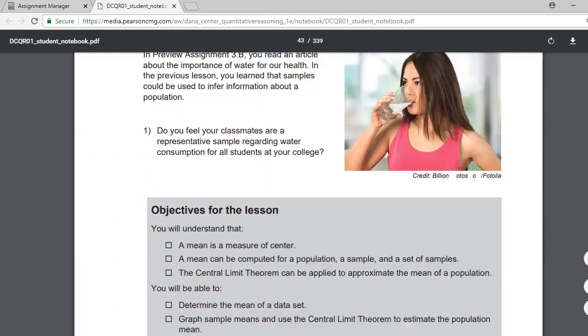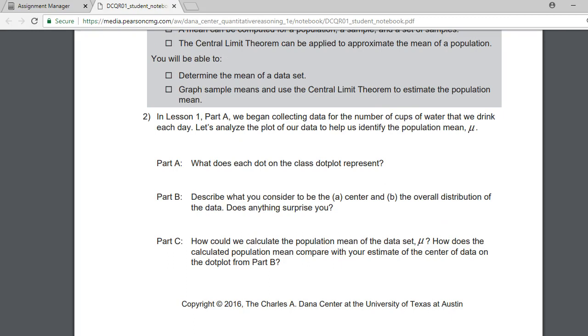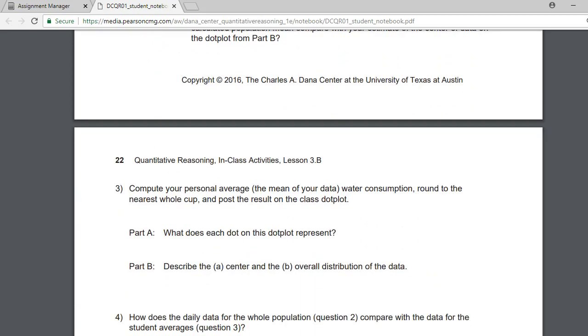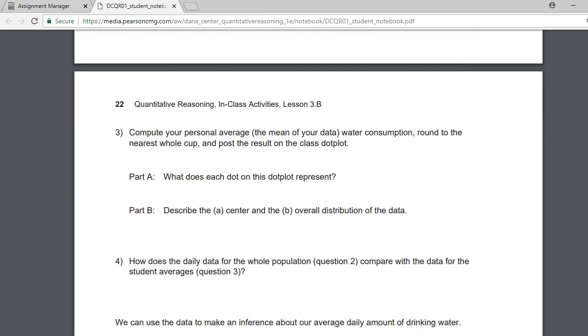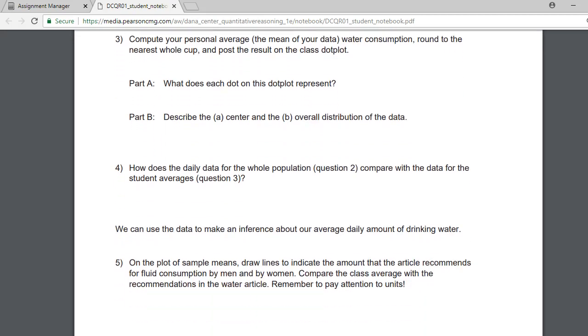When we talked about how much water we drink, we made the dot plot in class. Again, we talked about a center and overall distribution. Make sure you know how to calculate a mean average. Make sure you know what dot plots represent and how to interpret one, so that I could give you a dot plot, you could analyze what's going on, and then answer some questions about it.